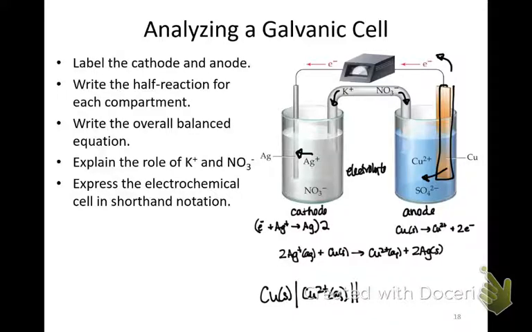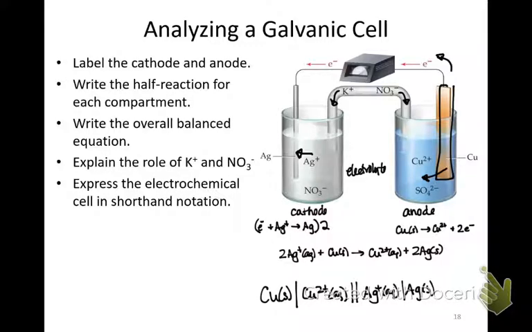We draw a double line to represent the salt bridge, and then we can show the reaction that happens from reactants to products in the cathode compartment. So that means we have silver plus ions, and then a phase boundary, silver atoms.